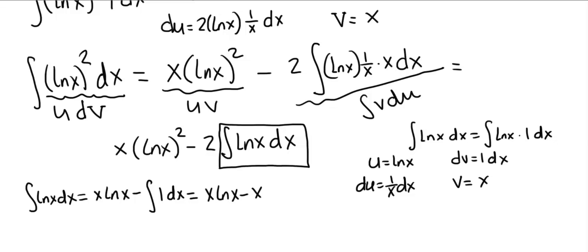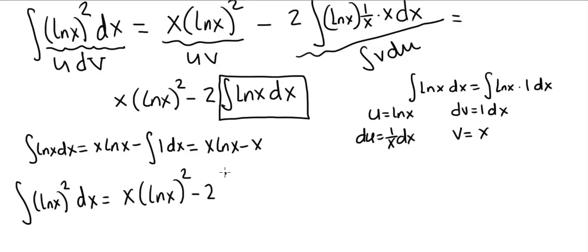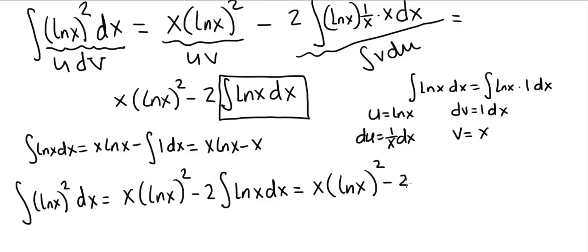Let's put everything together and solve this problem once and for all. So we started with the integral of ln of x quantity squared. It was x times ln of x quantity squared minus 2 times the integral of natural log of x. We just solved the integral of ln of x, so this is x ln of x quantity squared minus 2 times x ln of x minus x. And now we can add a c at the end. We're done with all integration. We just add the c at the very end once everything is done.